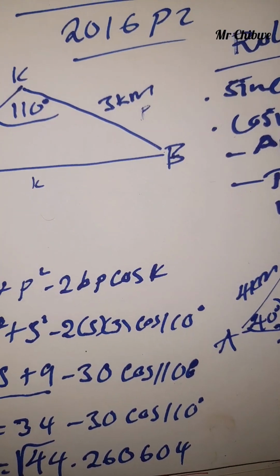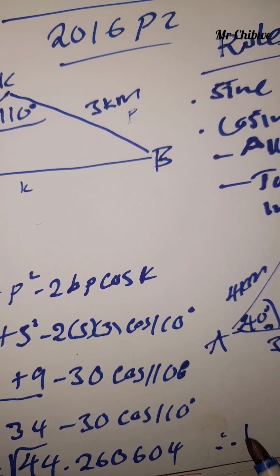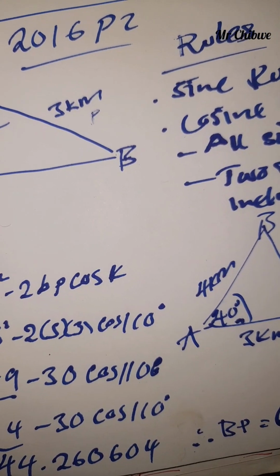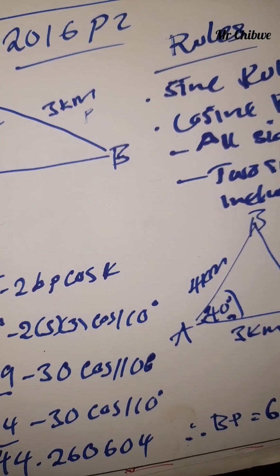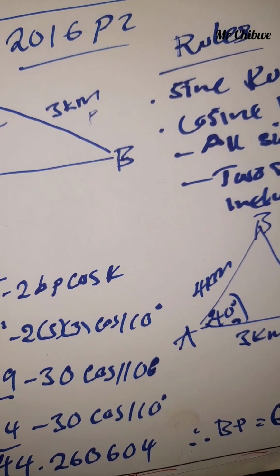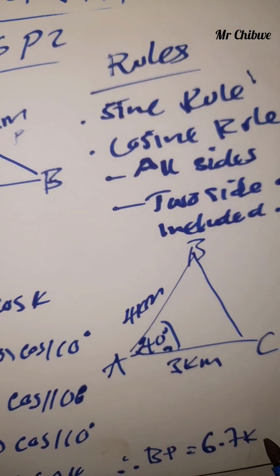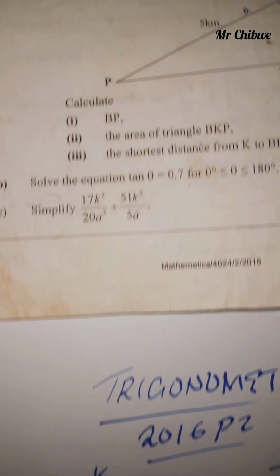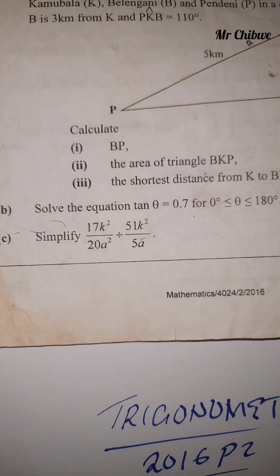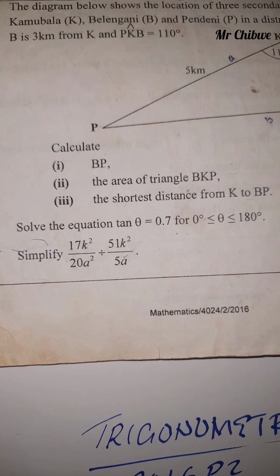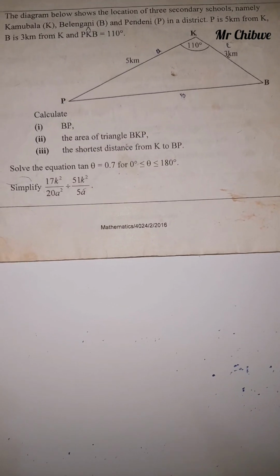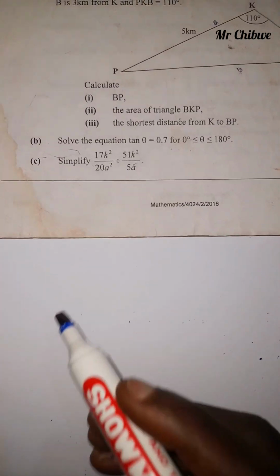Therefore BP is equal to 6.7 kilometers. The next question is find the area of triangle BKP. So to find the area of this triangle, we are going to use the formula.